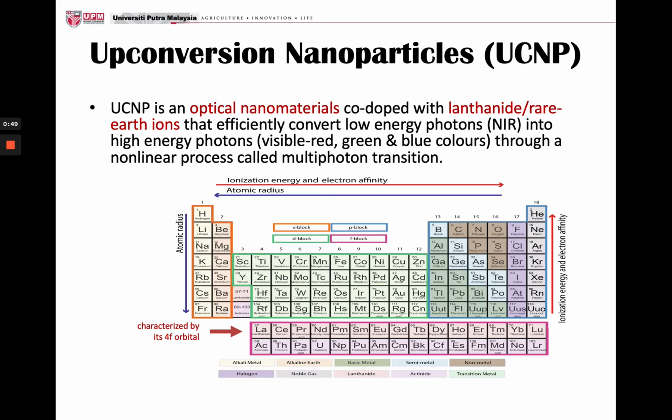Okay, what is an upconversion nanoparticle? It is an optical nanomaterial co-doped with lanthanide or rare earth ions that efficiently convert low-energy photons in the near-infrared into high-energy photons in the visible, normally in red, green, and blue colors. It is a process through a nonlinear process called multiphoton transition. So if you look at the periodic table, you can see that the lanthanide group is in this position, spanning from atomic number 57 to 71.